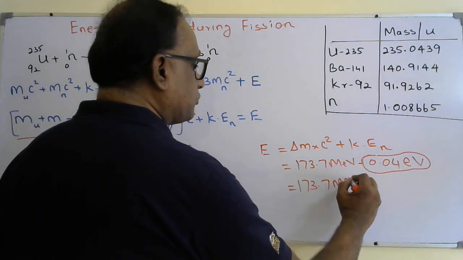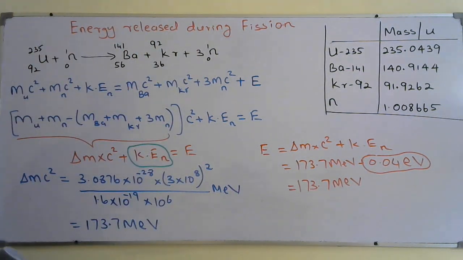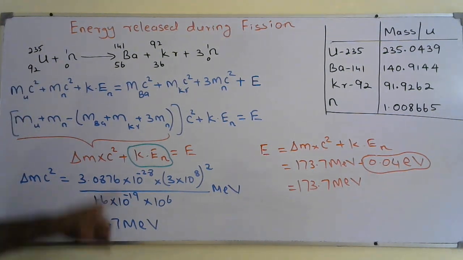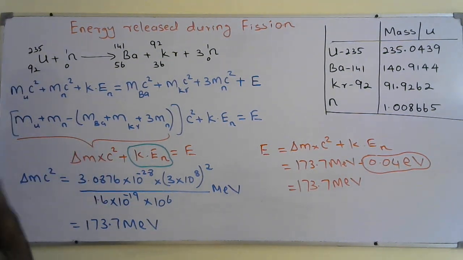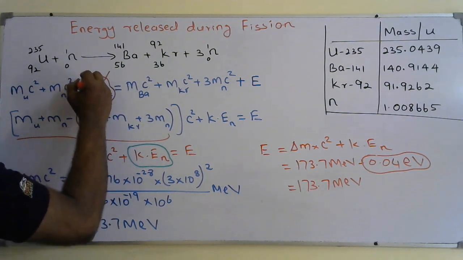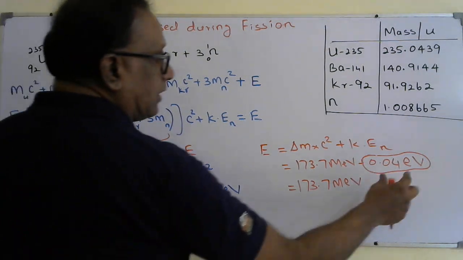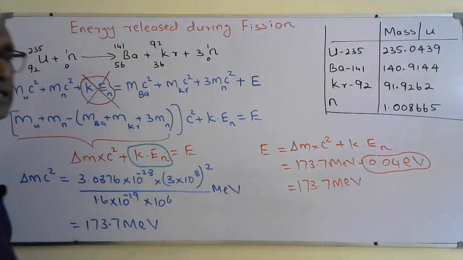173.7 mega electron volt. So during calculation related to energy released during fission reaction, we don't need to consider the kinetic energy of the neutron. We can ignore it, because the energy released due to mass deficit is much higher than the kinetic energy of the thermal neutron. So that's the reason we don't normally consider it.